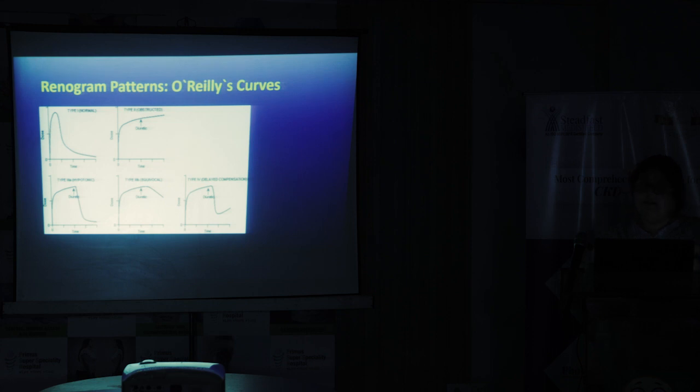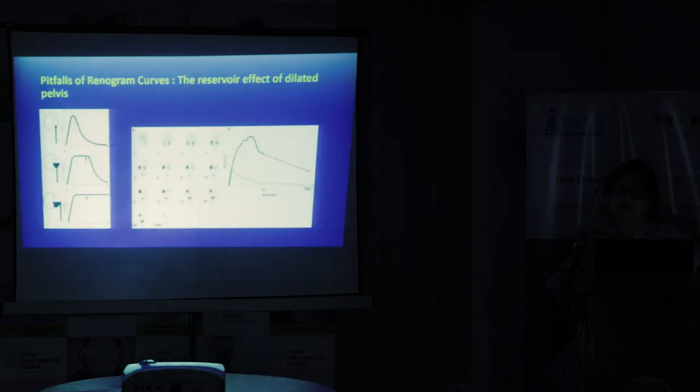So you have the normal, the obstructed, and the two which are kind of equivocal. This one being non-obstructed, mainly a hypotonic kidney, this one is an equivocal curve, and this is a delayed compensation or an obstructed curve again. Now sometimes if your bladder is full, there would be something called the reservoir effect.